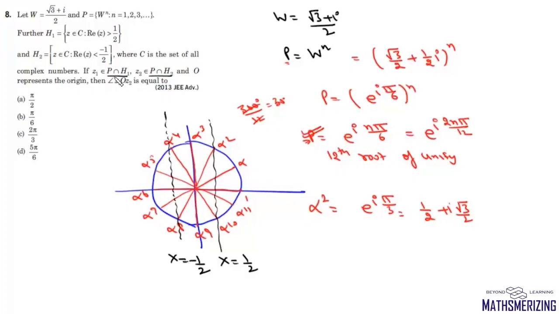Now z1 is p intersection h1, and h1 is when real part of z is greater than 1 by 2. So this z1 could be either alpha 1 or alpha to the power 11, that is these three complex numbers, and z2 is p intersection h2, that is when real part is less than minus 1 by 2. So z2 could be these 3 points.